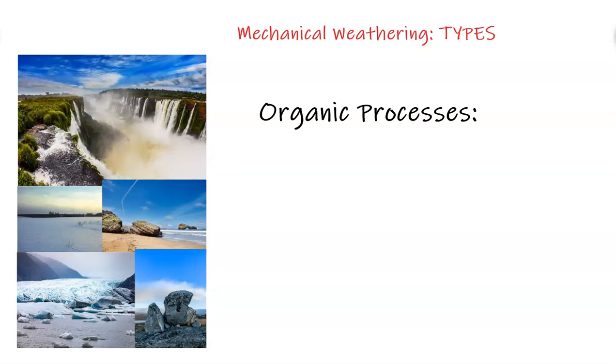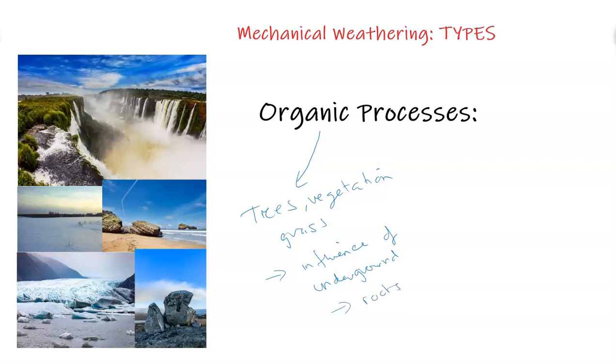So the last one is organic processes. Now this would be either trees, vegetation, even grasses, various levels of vegetation and ecosystems, whereby you have the influence of the underground section of these vegetation types, where the roots would grow through the soil and bedrock and start to break it down and change it based on the size of root systems.